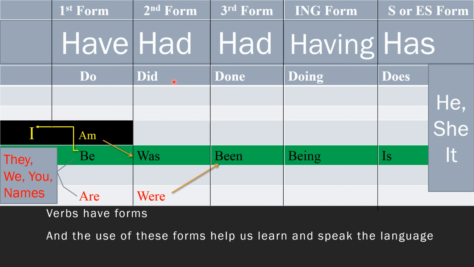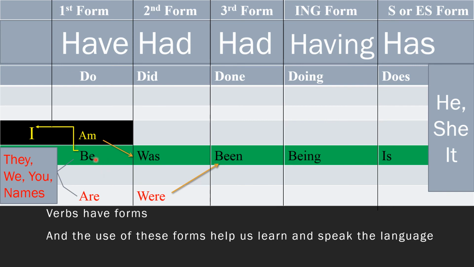Same is the case with do, did and then does. So these are all forms of these verbs. So have is the first form, had second, had third, and this is ing form having, and then s form is has. So when we add s with have, it changes into has, and when we add s with do, it changes into does. And what is the second form of do? Did. Third form done. Ing form doing.